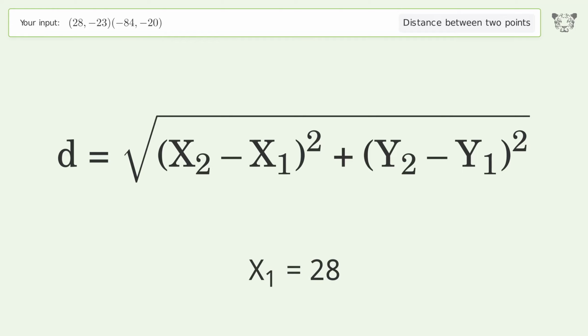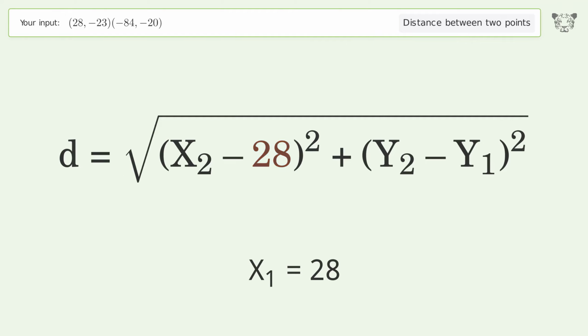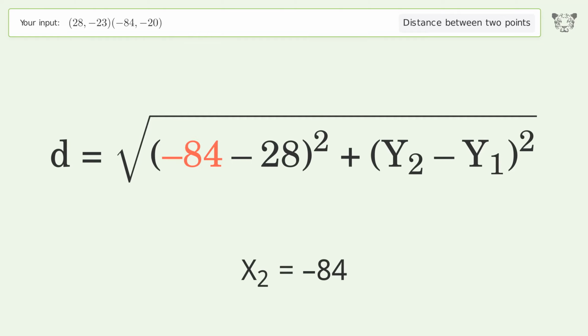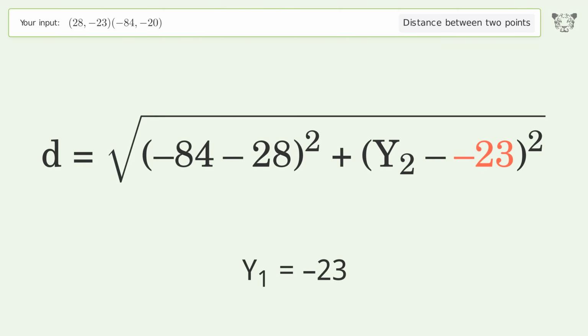x1 equals 28. x2 equals negative 84. y1 equals negative 23. y2 equals negative 20.